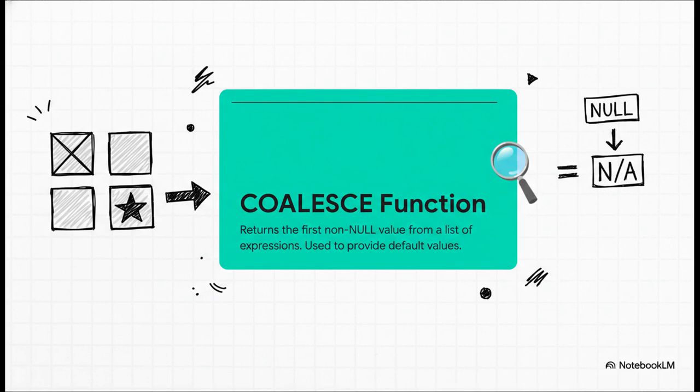Well, one of the most elegant tools in the entire SQL toolkit is Coalesce. It's so clever. You give it a list of values, and it just scans through and gives you back the very first one that isn't null. It's perfect for plugging in a default value, like maybe not applicable, whenever you run into one of those gaps in your data.